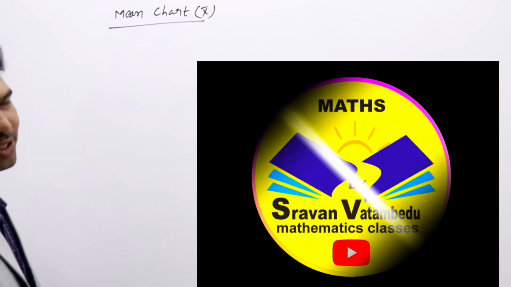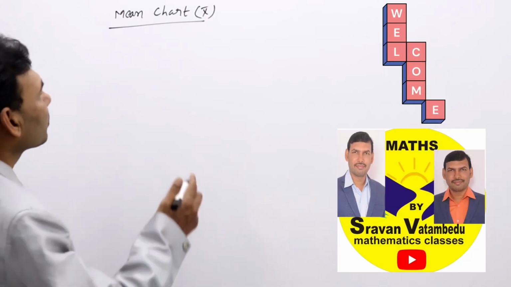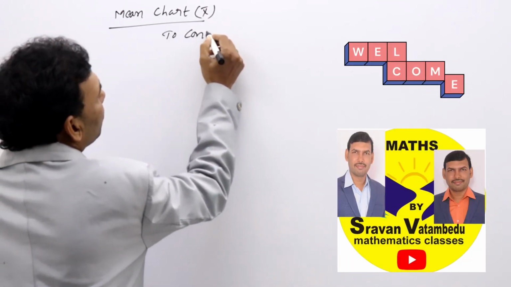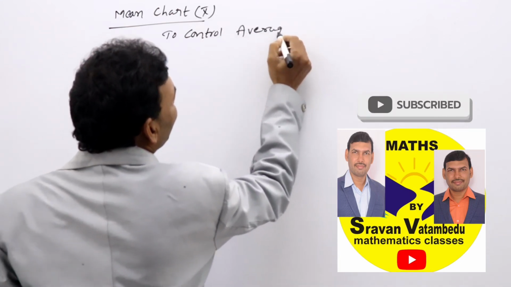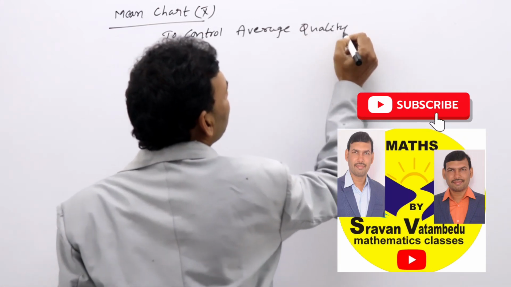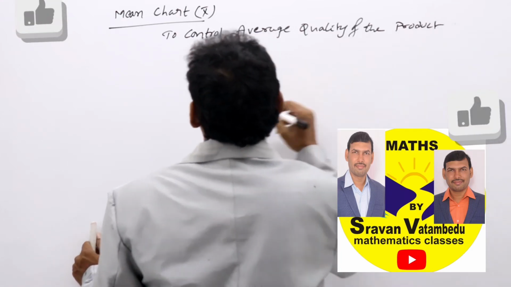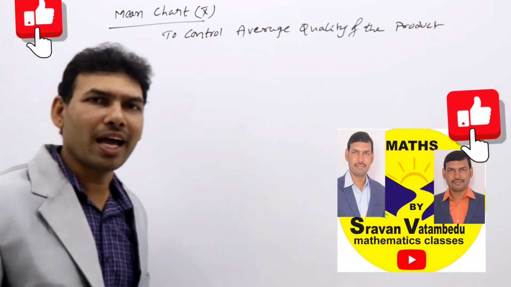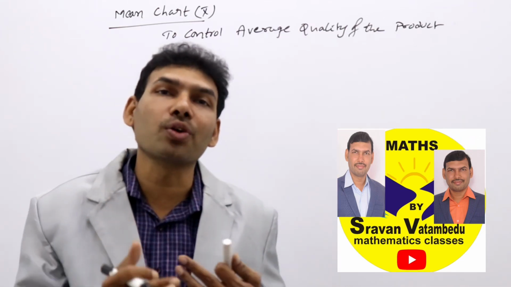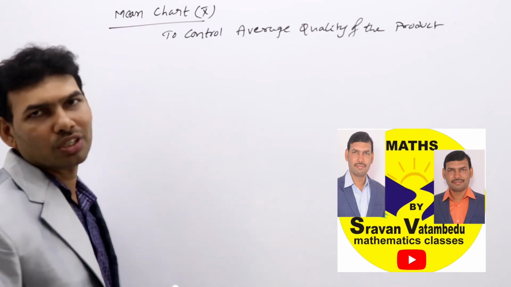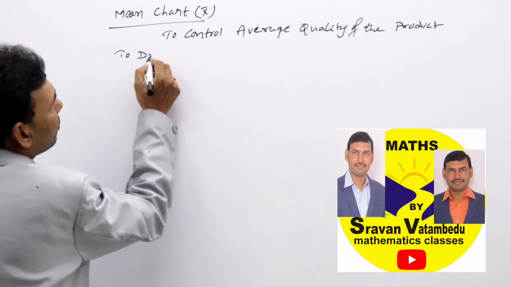Mean chart, or X bar chart, as we will call it. The main objective of this mean chart is to control the average quality of the product. To control the average quality of the product, we draw the mean chart. Whether the average quality of the product is under control or out of control, to know that, we use the mean chart.